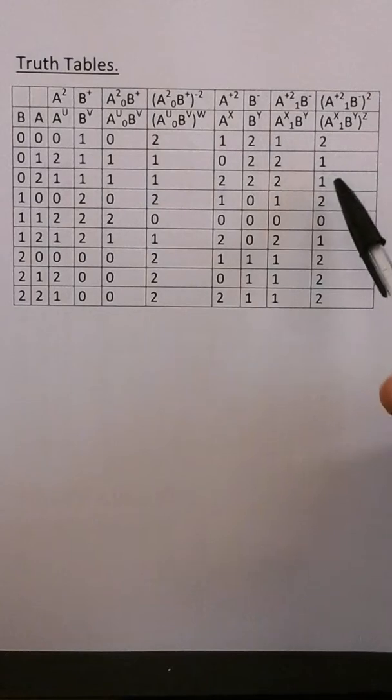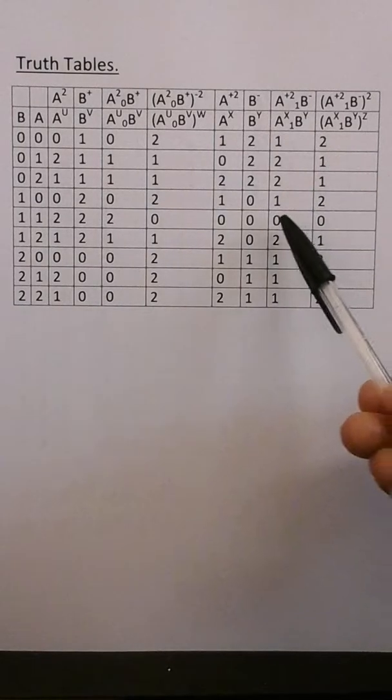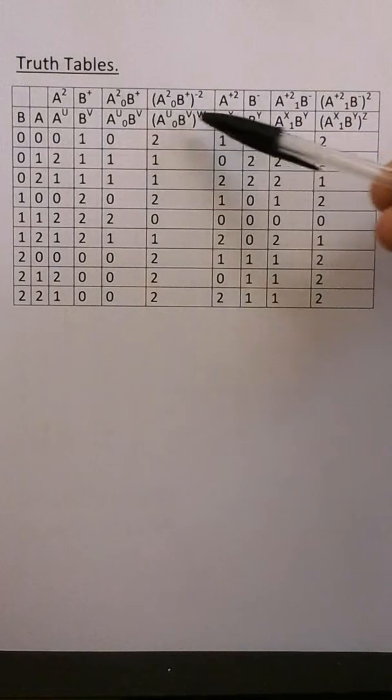And here we have function F2, AX equals A plus 2, BY equals B minus, AX 1 BY is A plus 2, 1 B minus, and the output Z is the squared function, so AX 1 BY to the Z is A plus 2, 1 B minus squared. So the squared takes a 1 to 2, 2 to a 1, and a 0 to a 0. You can see that these two columns here, A 0 BV to the W equals AX 1 BY to the Z.